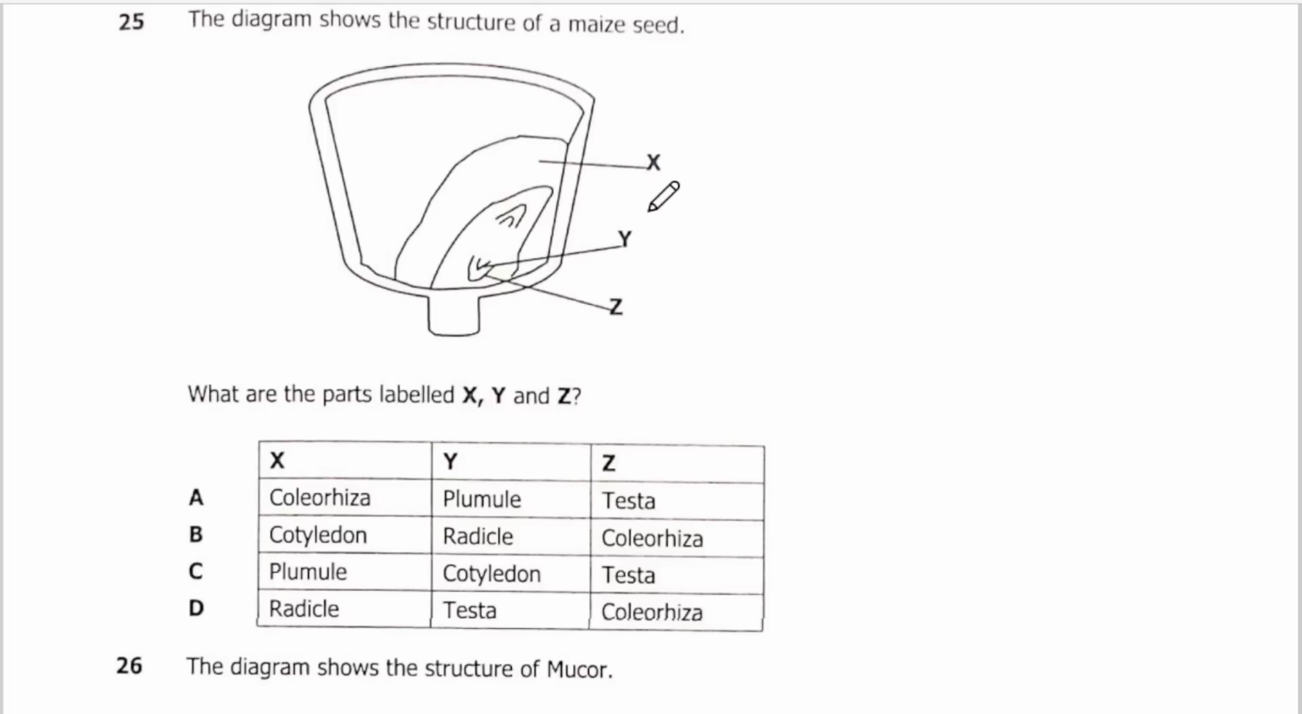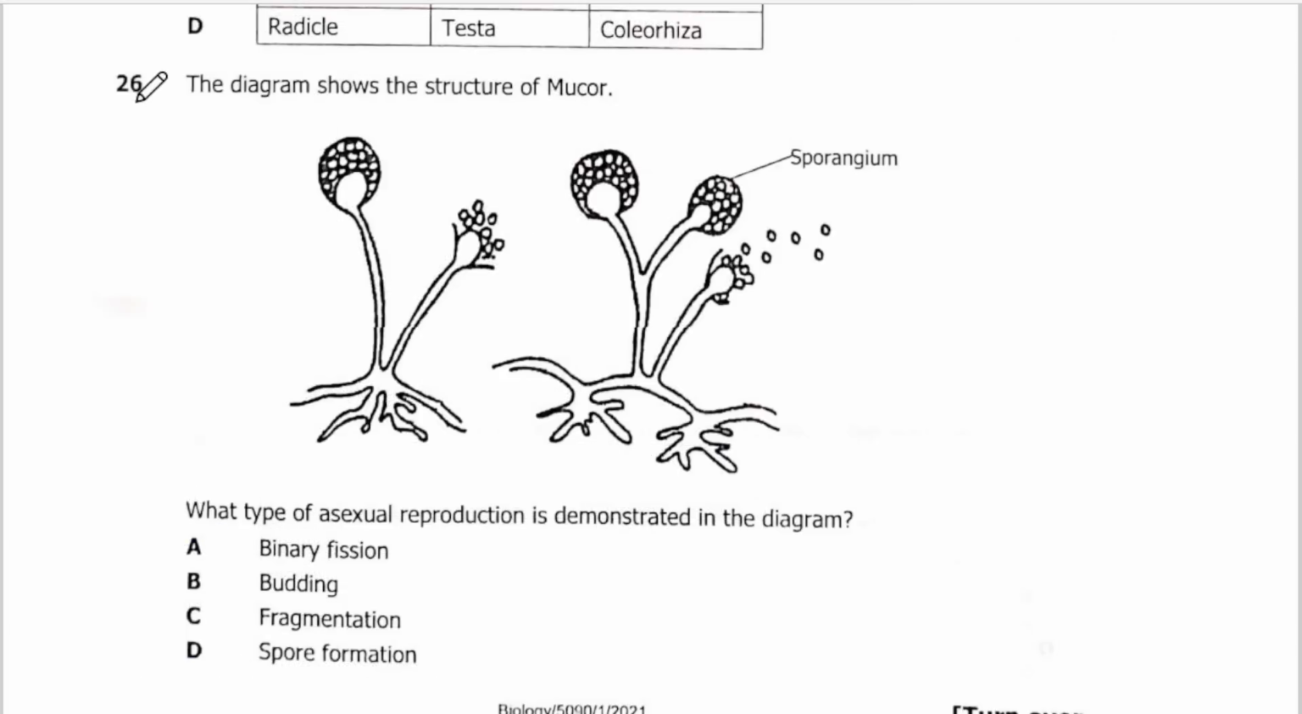So we said this is the cotyledon, and this is the radicle, and this is the chorioryzo. So the correct answer here is B.